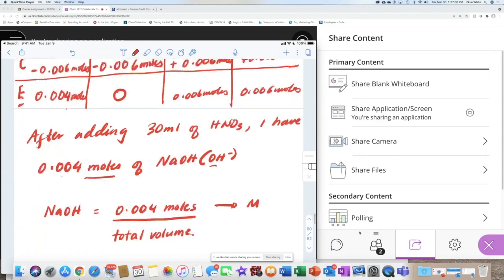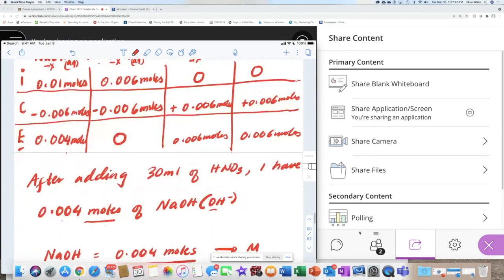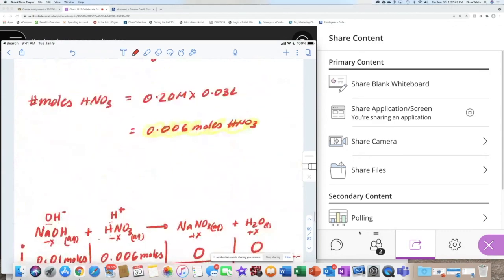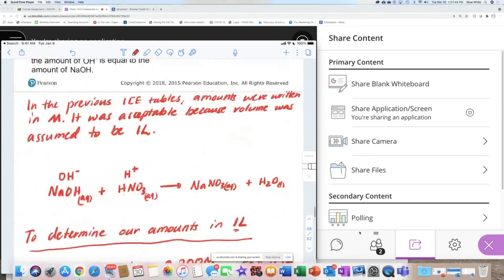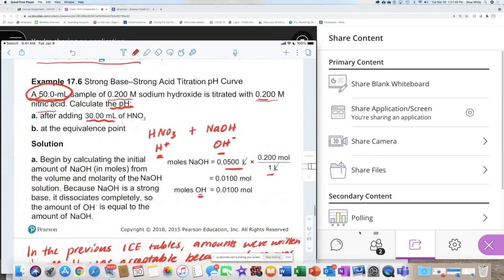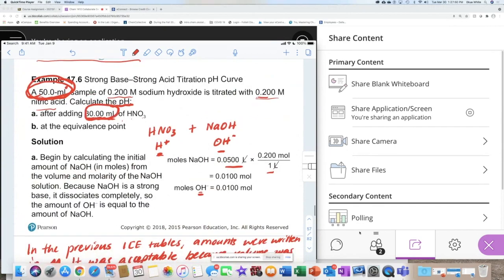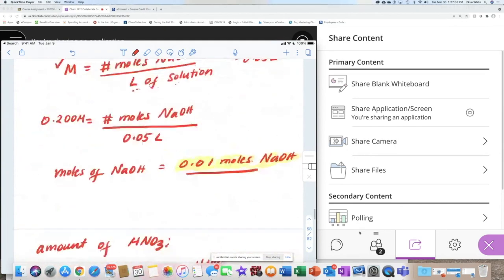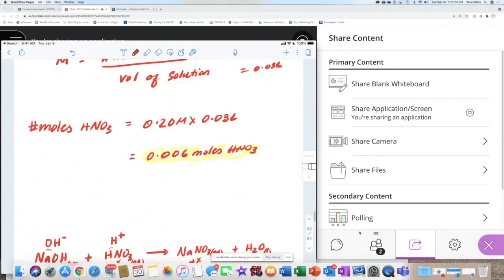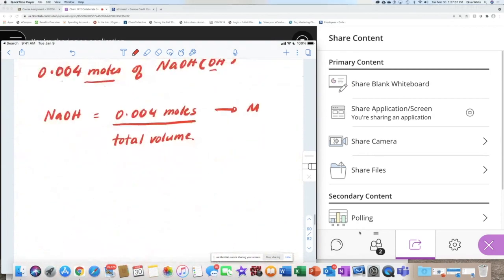Okay, so what do we have again? Oh, we added 30 milliliters, but to what? What was the question saying? Oh, 50 milliliters. So we have 50 milliliters, we added 30 milliliters. So we are dealing with 80 milliliters, right? I'm trying to unfold it as we go along. So our total volume here is 80 milliliters.